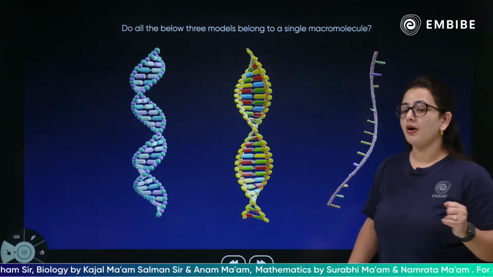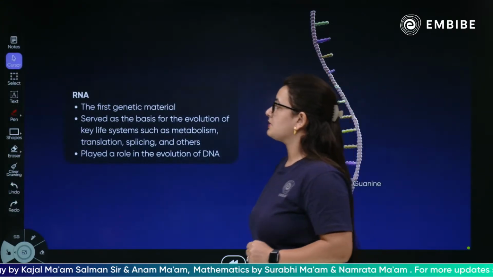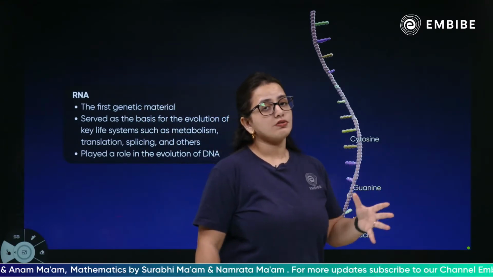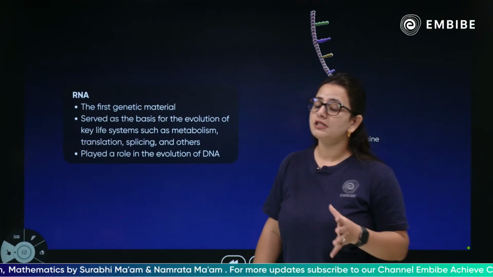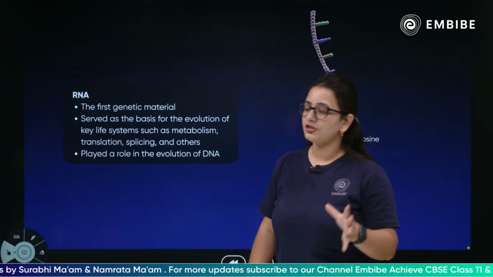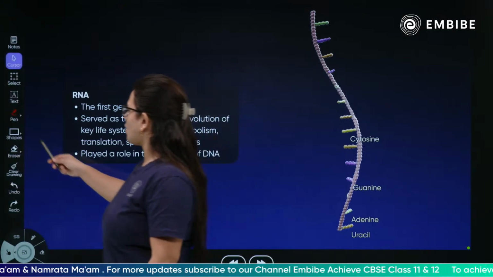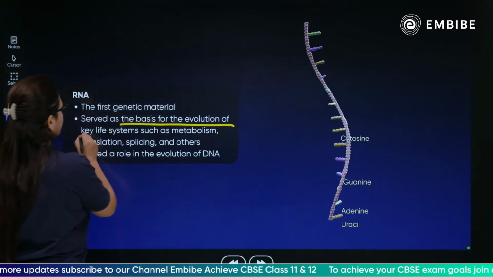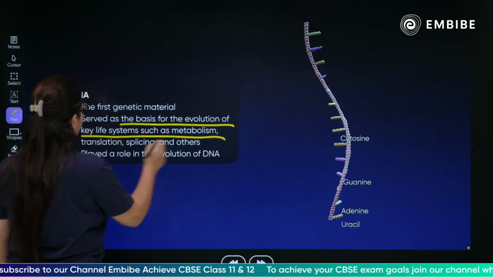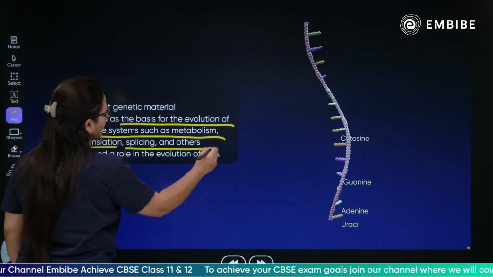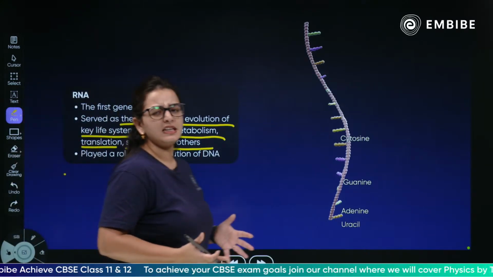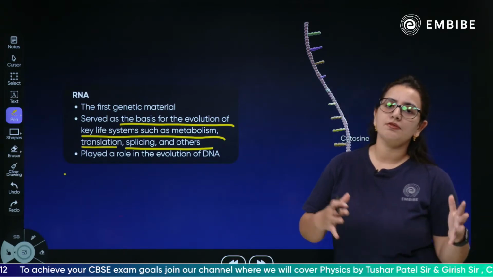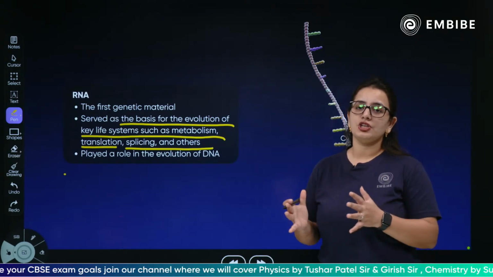Talking more about RNA, the basic introduction and the basic features of RNA: it was actually thought that RNA was the first genetic material, because it served as a basis of evolution of a key life system such as metabolism, translation, splicing and others. So children, in the initial years of research and experiment, it was thought that RNA was the genetic material.